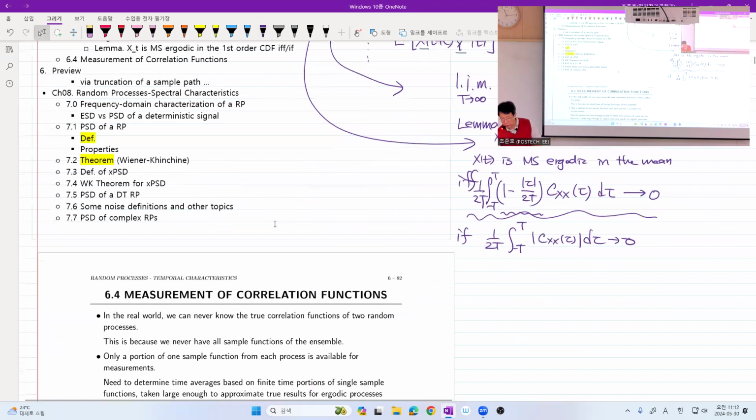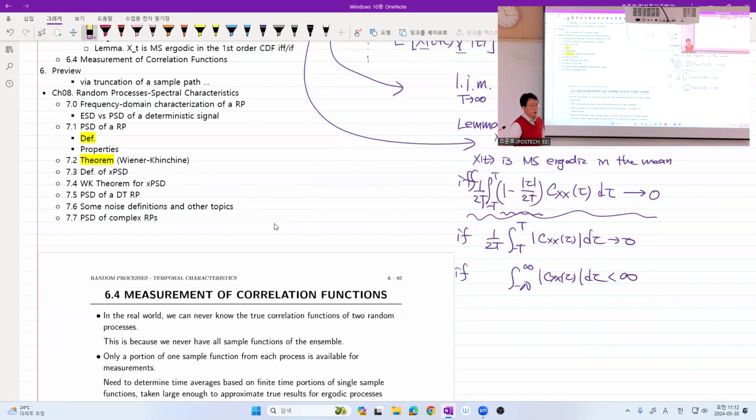Or sometimes we further relax. So if the covariance function is absolutely integrable, then if you divide by 2T and let it tend to infinity, it is always 0. So something like this. So these are kind of corollaries. Sometimes you use this one to show that the random process is mean square ergodic in the mean. Sometimes we use this condition, or sometimes we use the original necessary and sufficient condition. Got it?